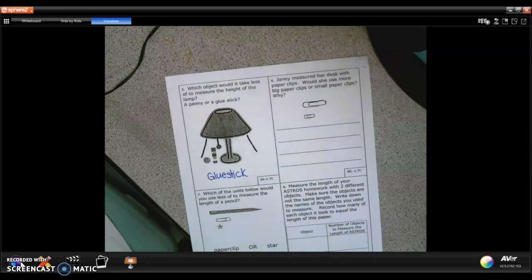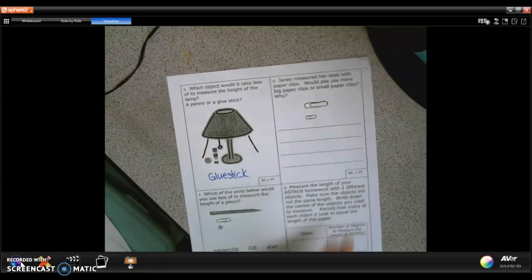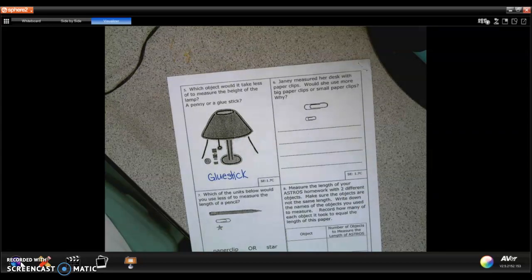Jenny measured her desk with paper clips. Which would she use more? Would she use more big paper clips or small paper clips, and why? So I know if she's measuring her desk, she's going to use more small paper clips because it takes more small paper clips to equal 1 big paper clip.